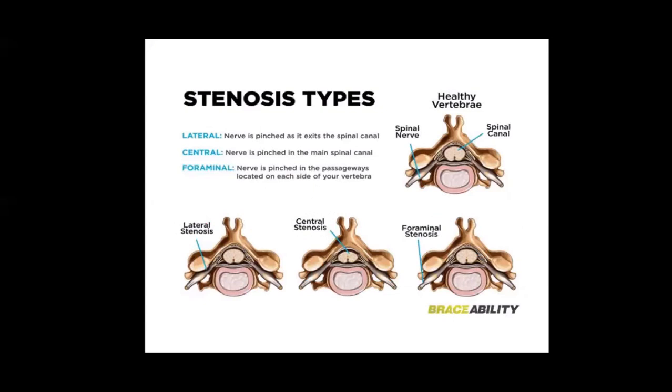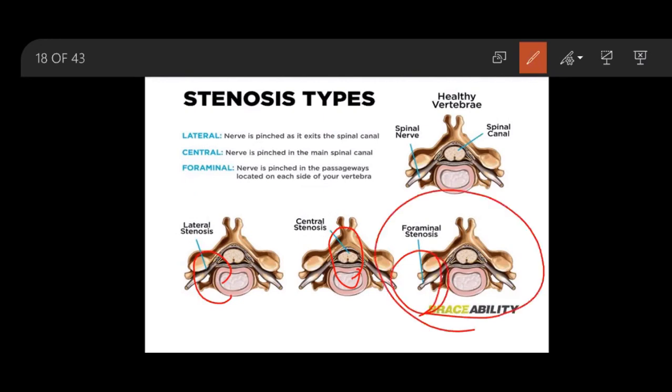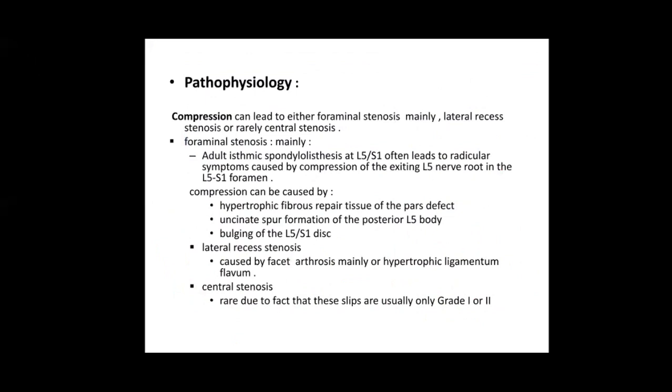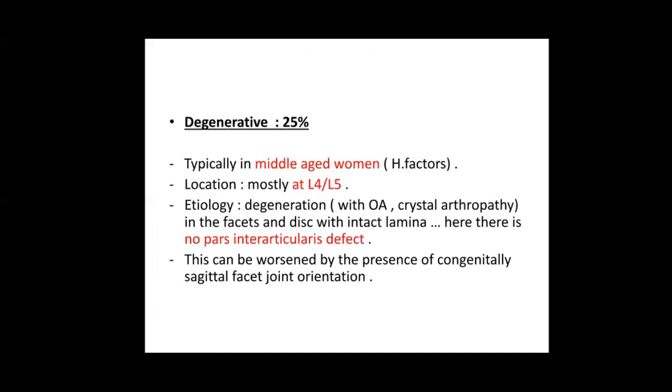This image shows us where the stenosis is located in each area. Let me put the marker again to clarify. This is a central stenosis in the central part. This is the lateral stenosis. This is a foraminal, which is outside. So most patients here will have the foraminal pattern or the lateral stenosis pattern rather than the central stenosis pattern. Here is another axial section showing patterns of stenosis.